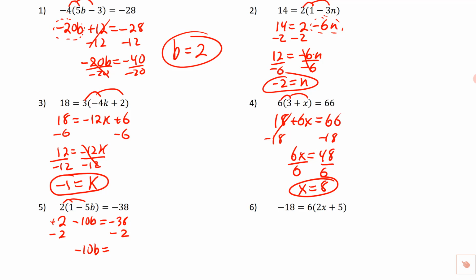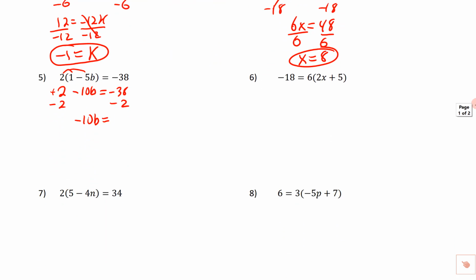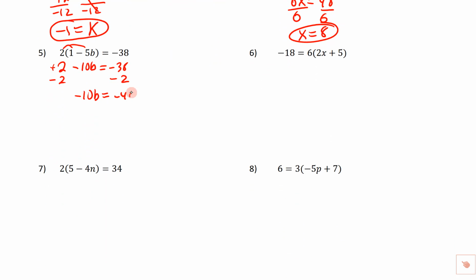And then we've got same sign, find the sum, keep the same sign. So that's going to be a negative 40. And then we're going to divide both sides by negative 10. Whoops, make that look right there. And then those are going to cancel.